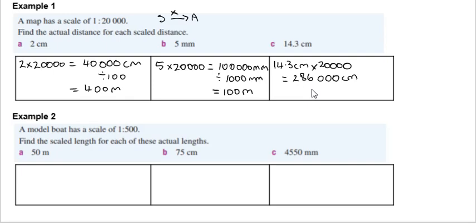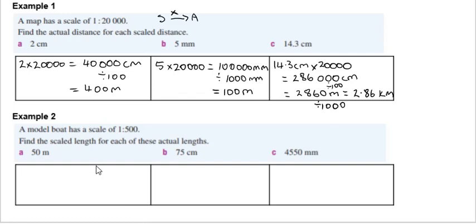Now I can divide that by 100, and that will give me 2,860 metres, or I could change it to kilometres, which would end up being 2.86 kilometres. Because there is 1,000 metres in a kilometre, I just divide that by 1,000.